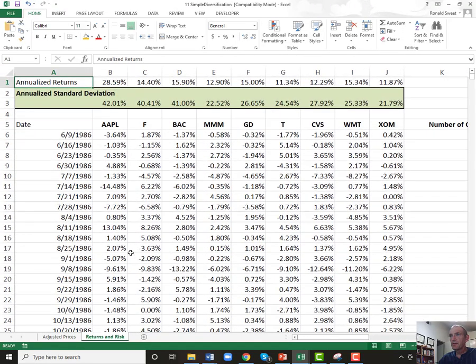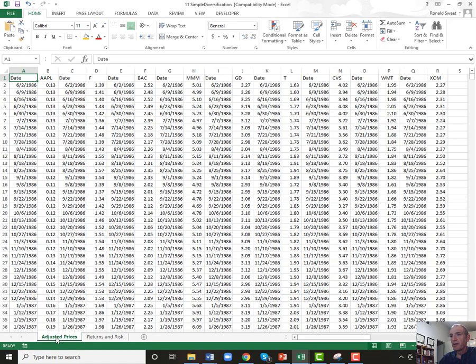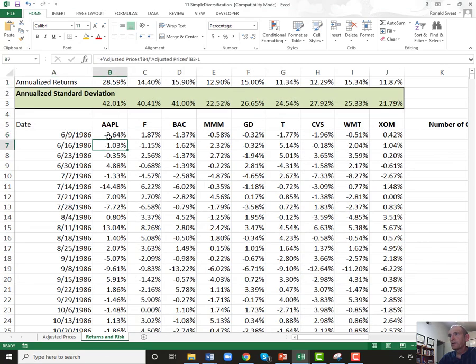So this is a real simple spreadsheet. I brought in the prices for Apple, Ford, Bank of America, 3M, General Dynamics, AT&T, CVS, the pharmacy, Wal-Mart, and Exxon. I then calculated the returns. These are the holding period returns, just like we calculated before. And you can see we went back to 1986 on a weekly basis. So here are the annualized returns. Remember, if it's weekly, we take the average and multiply by 52.